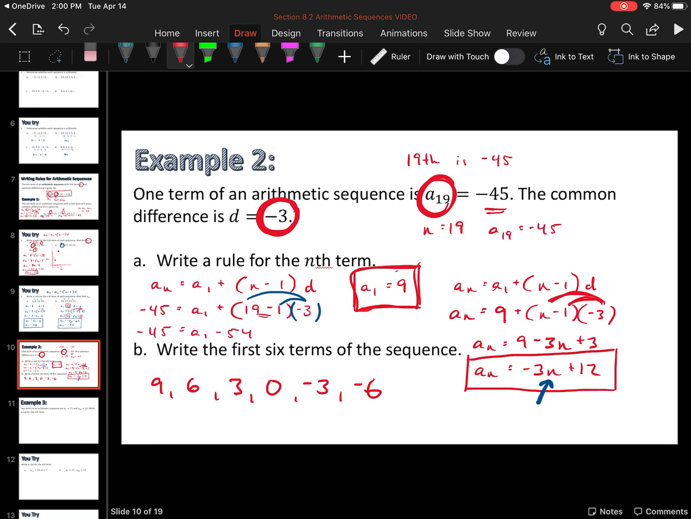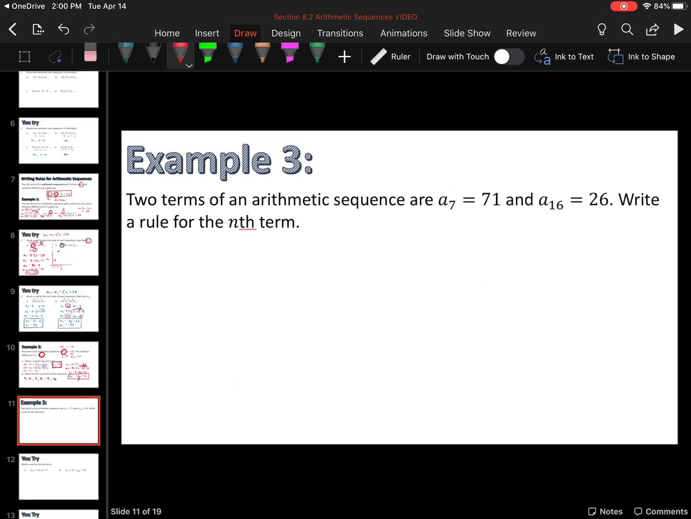Example 3 is going to be similar to that. However, I said 2 terms of an arithmetic sequence are given. The 7th term is 71, and the 16th term is 26. So it appears that your numbers are going down, because if the 7th term is 71 and the 16th term is 26, you're going down some amount each time. We don't have a sub 1 here, the starting term, and we don't have your common difference. So we're going to have to figure out the common difference.